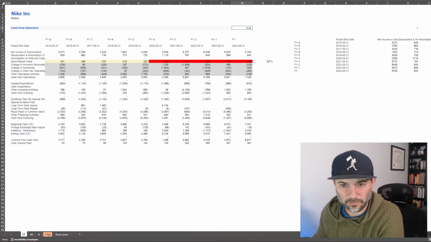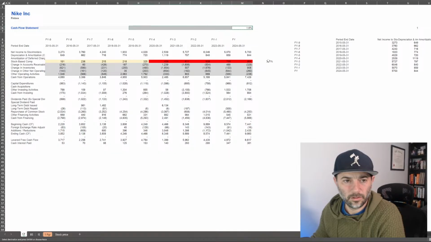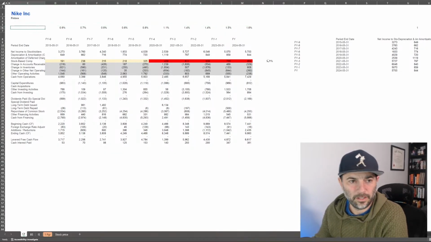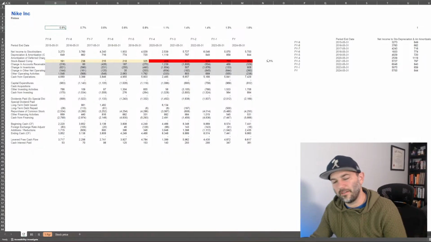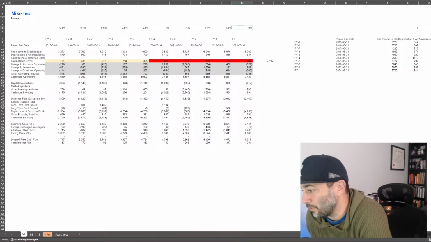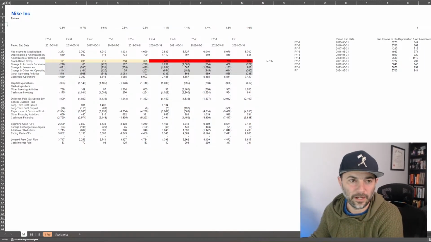What's that as a percent of revenue? 2% of revenue. Look at that. It was 0.6% of revenue. It's now 1.6% of revenue. They're paying a full 1% extra of revenue, not earnings. Revenue. Let's, for funsies, take a look at earnings.